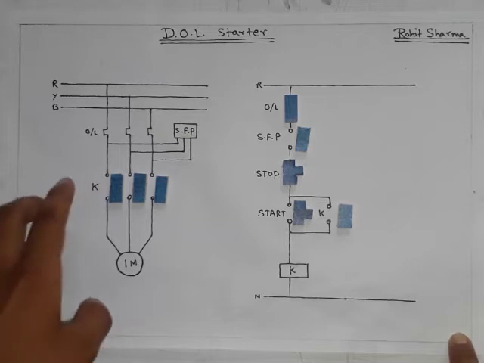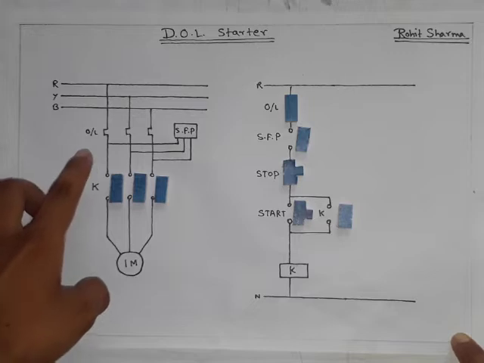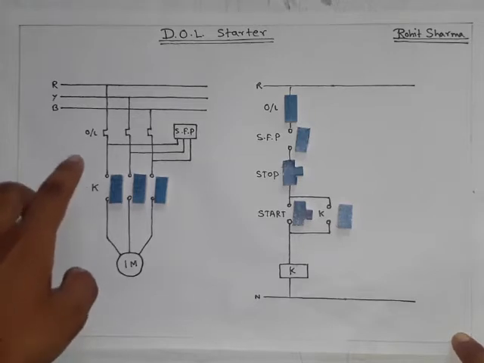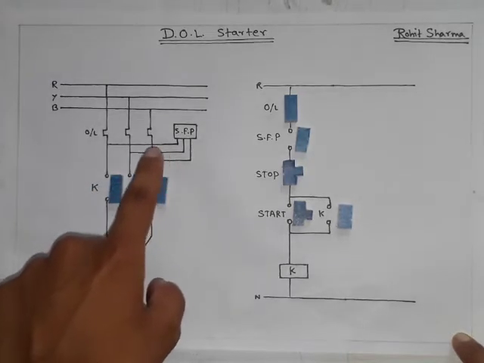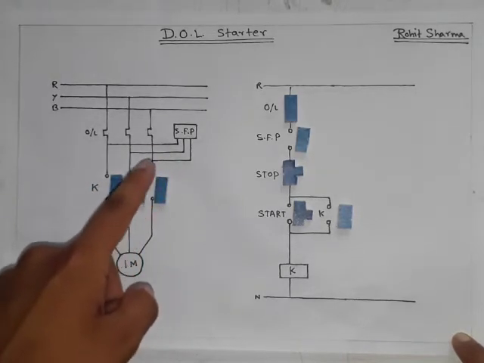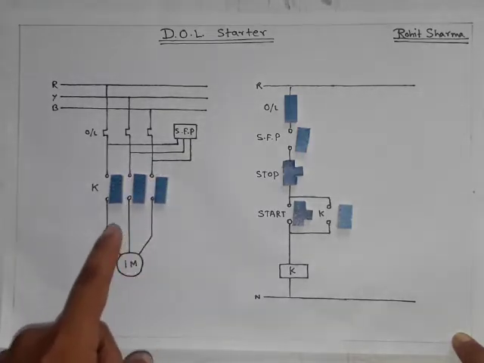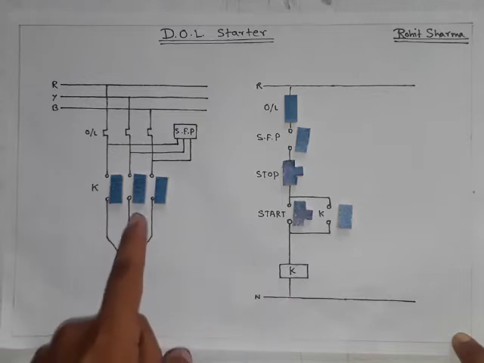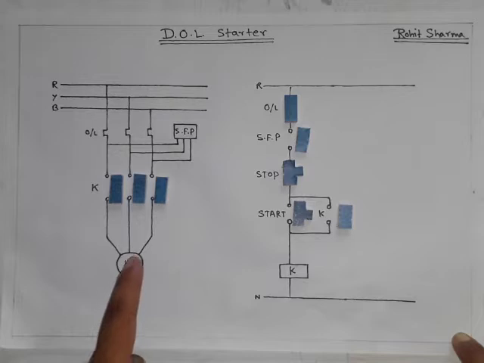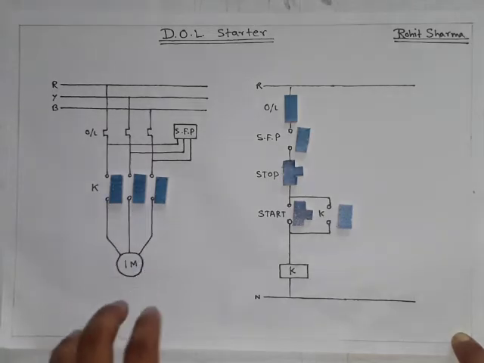Let us see first. I have used an overload relay. It basically protects the motor in case of an overload. Then I have used a single phasing preventer. It basically protects the motor in case of single phasing. Then I have used the NO contact, that is the normally open contact of contactor K, with the motor. So that completes the circuit designing of the power circuit.